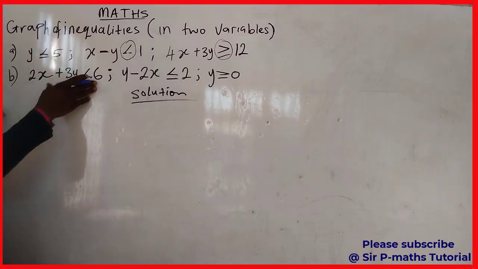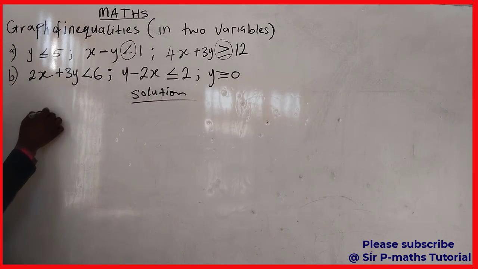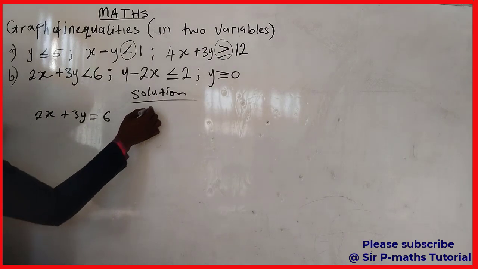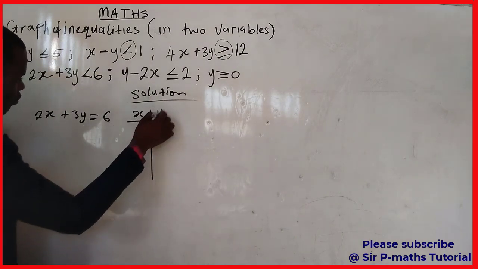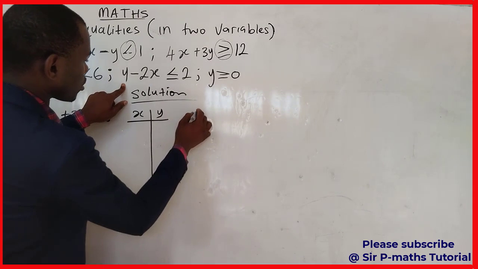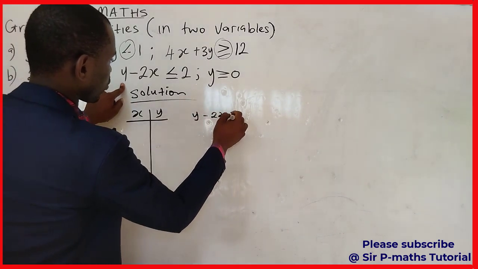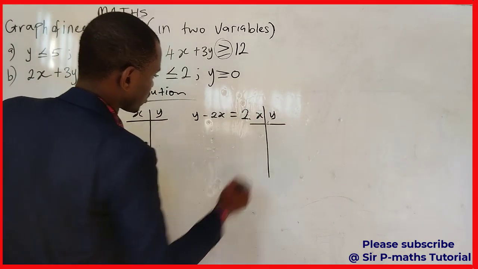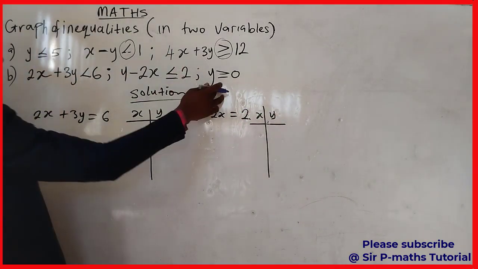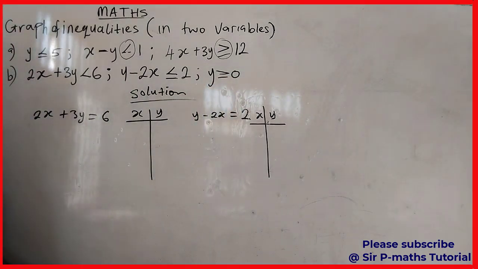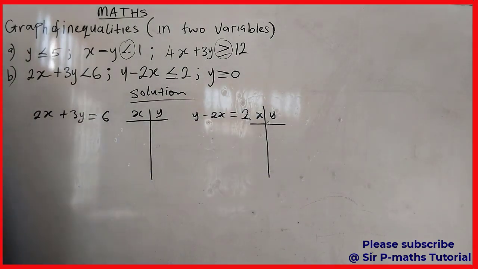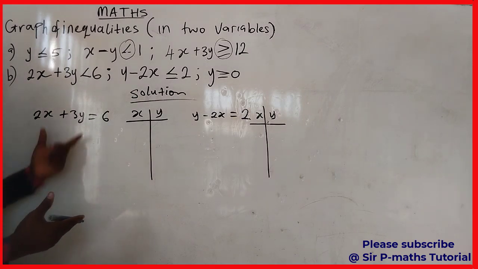Alright, so the first thing you do is to change the inequalities to equation: 2x plus 3y equal to 6, and then we produce a table for it, x and y. The second one, y minus 2x equal to 2. We also produce a table for it. Then for the last one, y greater than or equal to 0, we are not producing any value for it because we have just y greater than or equal to 0, no value for x. Then we solve, with the knowledge of y and x intercepts, we simplify.